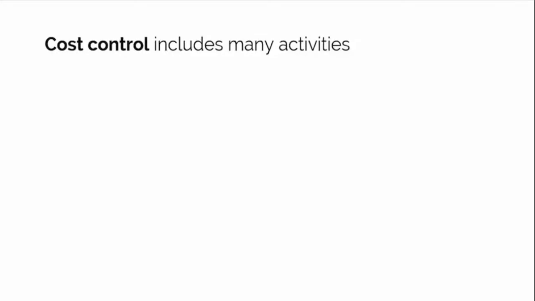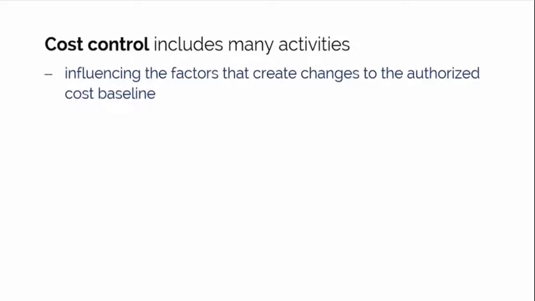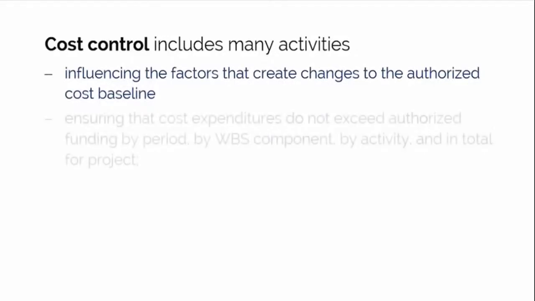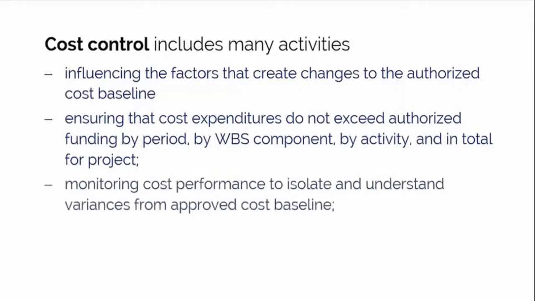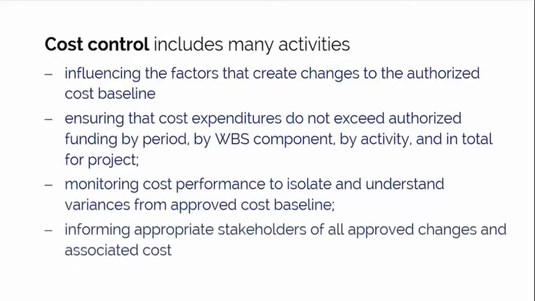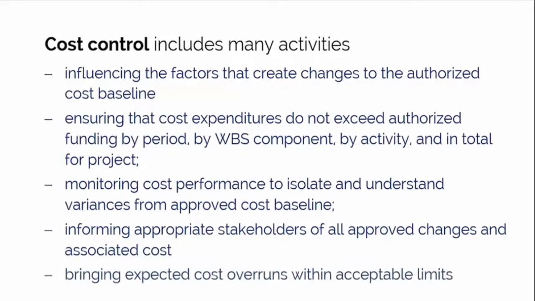As you can imagine, project cost control is an involved process. It includes many activities, including but not limited to influencing the factors that create changes to the authorized cost baseline, ensuring that cost expenditures do not exceed the authorized funding by period, by WBS component, by activity, and in total for the project. Monitoring cost performance to isolate and understand variances from the approved cost baseline. Informing appropriate stakeholders of all the approved changes and associated costs. And finally, bringing expected cost overruns within acceptable limits.